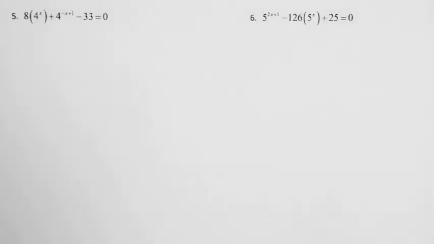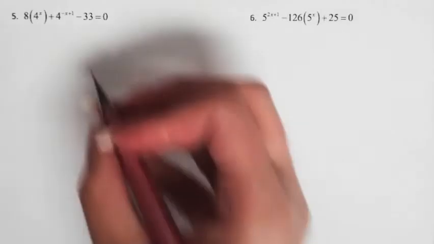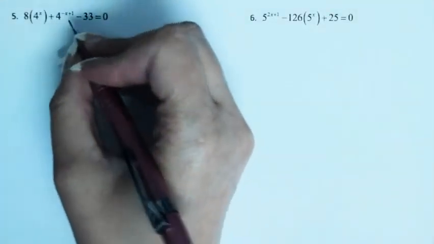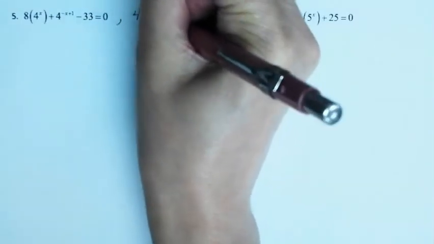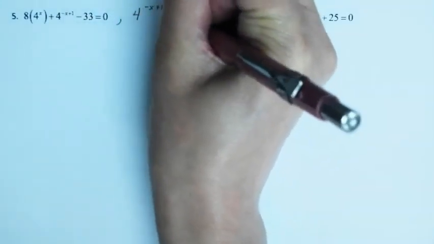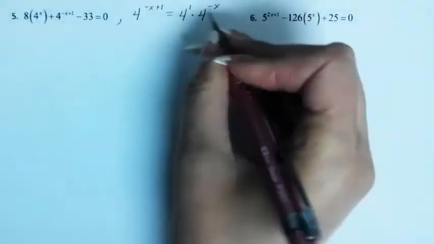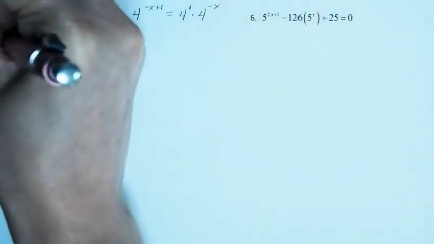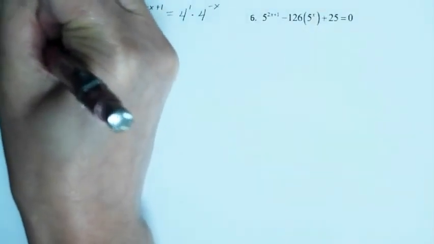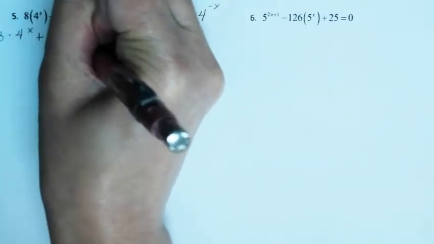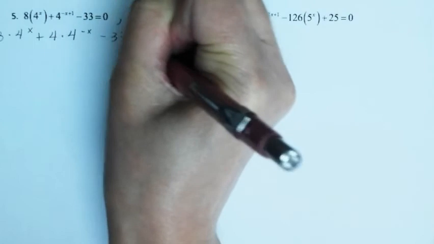So for this one, what you have is 8 times 4 to the power of x plus 4 to the power of negative x plus 1 minus 33 equals 0. So what are we going to do here? Well, this one might look a little bit intimidating, but you need to remember that using exponent properties, you know that this guy is the same as having 4 to the power of 1 times 4 to the power of negative x. So I'm going to rewrite this equation with that, so you can see something similar to the previous example. Okay, so you have this plus, and you have 4 times 4 to the negative x minus 33 equals 0.